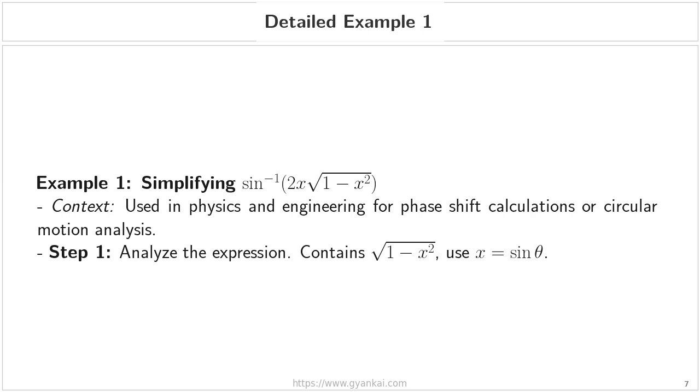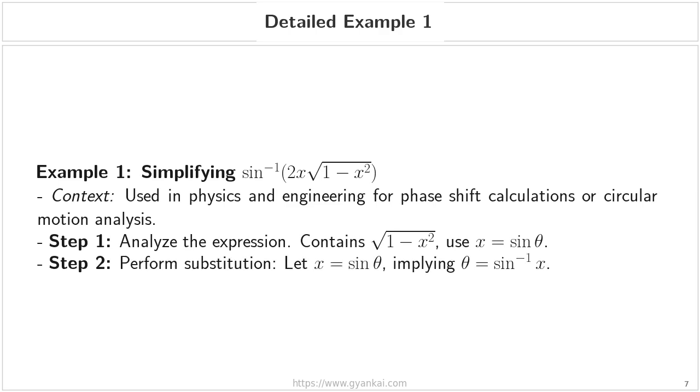Let's begin with step 1, analyzing the expression. As you look at the argument inside the inverse sine, you will notice the presence of the term square root of 1 minus x squared. If you recall the substitution guide we discussed in slide 3, this specific algebraic structure tells us that the most effective substitution to use here is x equals sine theta.